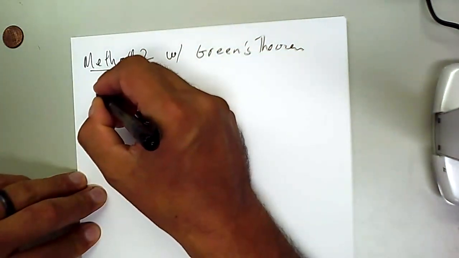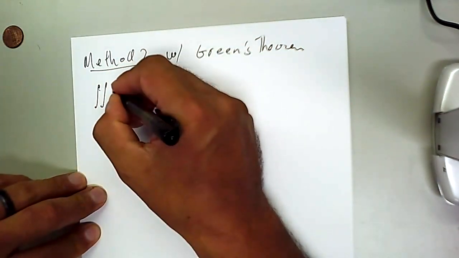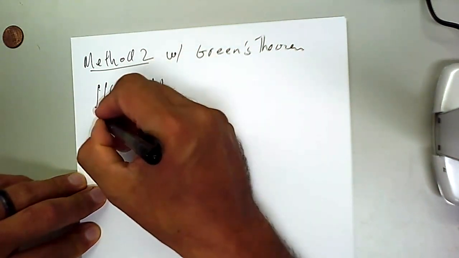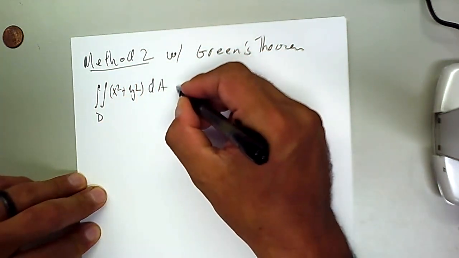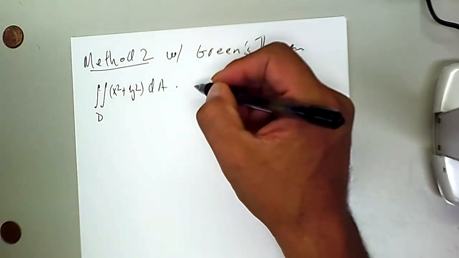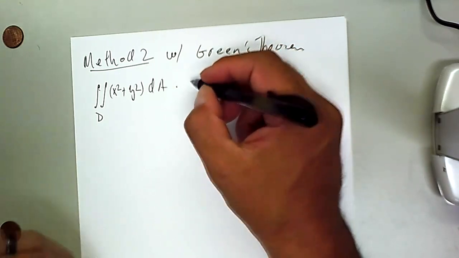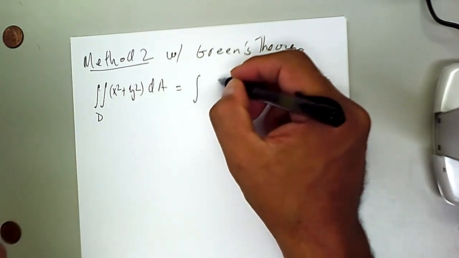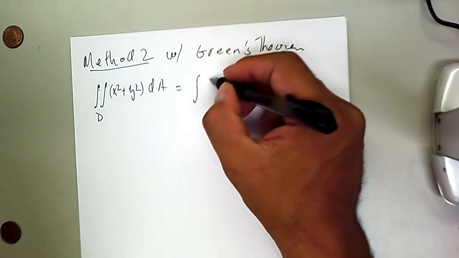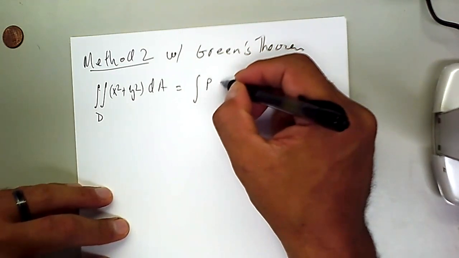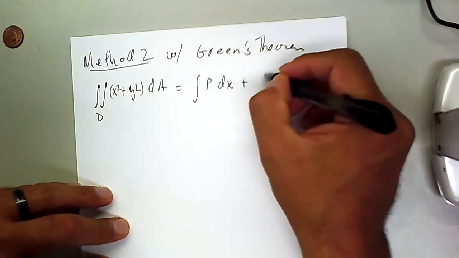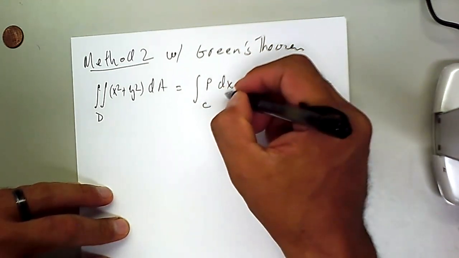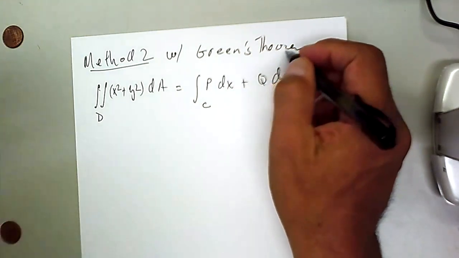Okay, so we're trying to find the double integral of x squared plus y squared with respect to the area over the unit circle. Green's theorem says that's gotta be the line integral of P dx plus Q dy over the circumference. But we don't know what P or Q should be.